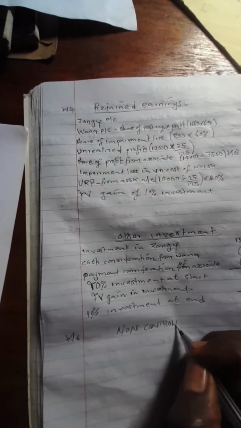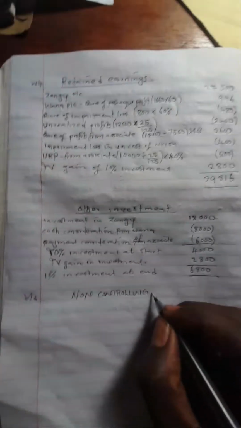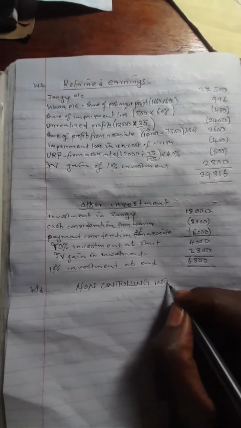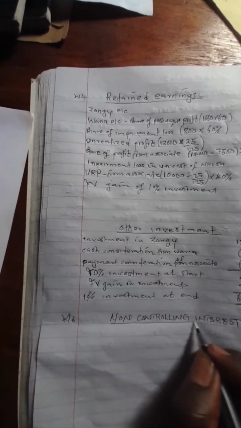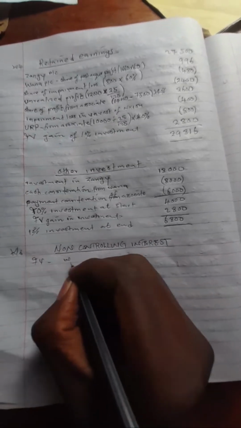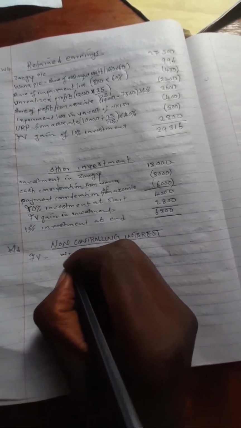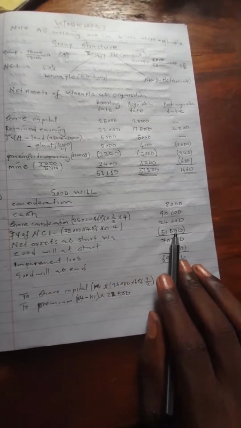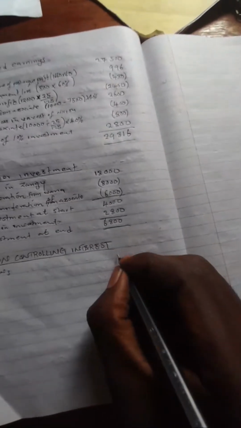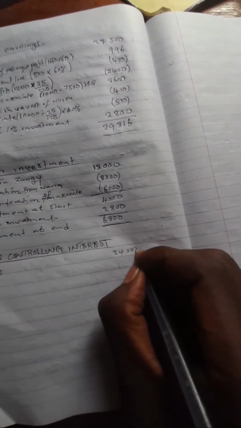Non-controlling interest at fair value. The fair value we were given was in workings number 3. When you come here on goodwill, the fair value of non-controlling interest we found was 24,000. So we just simply pick it up and put it here, 24,000.